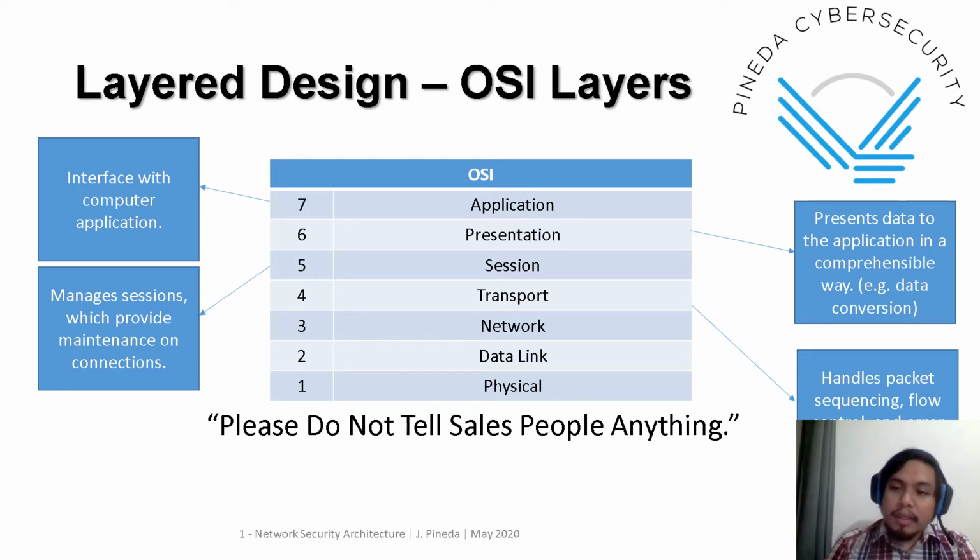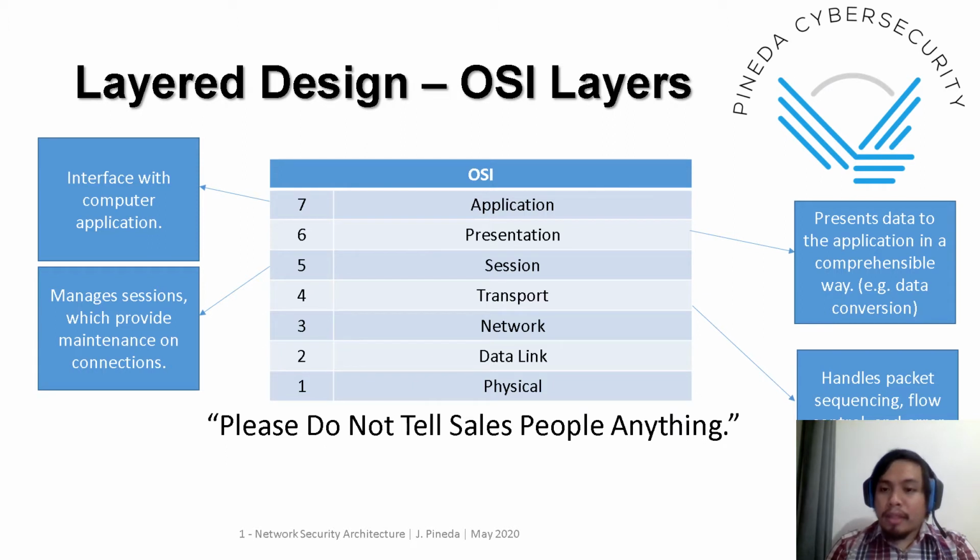Presentation presents data to the application in a comprehensible way, such as data conversion. So when we talk about compression, decompression, formatting, we refer to the presentation layer. Next would be session. It manages sessions, which provide maintenance on connection, such as if the connection is idle, active, inactive. So that's session. These three in the TCP/IP will fall under application.